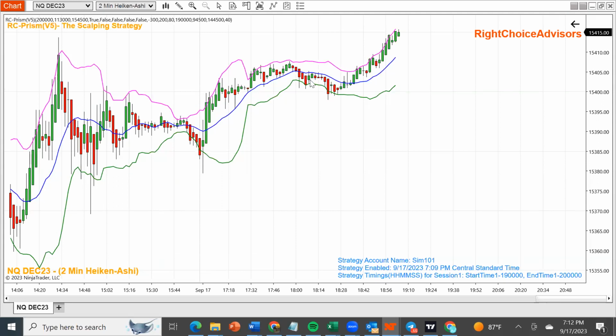Right. Basically, these zones are to identify, right? This is like a band. This is like the upper band. This is like the lower band. This is the middle band.